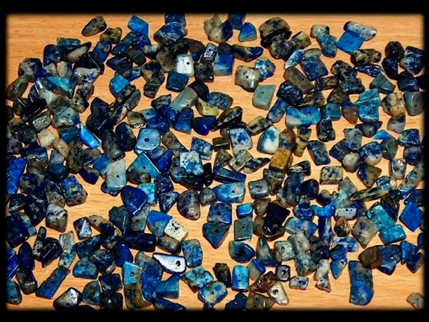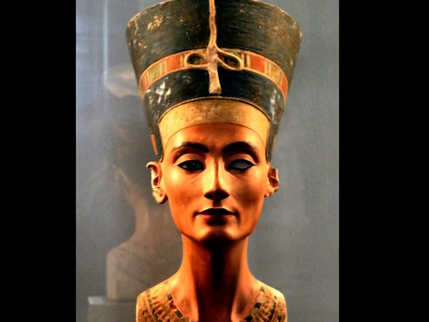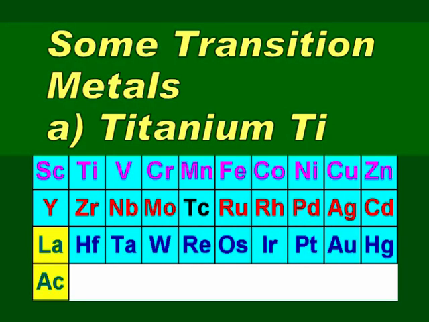Our ancestors were attracted to these pretty chemicals and used them as paints, makeup and jewellery, even though some were poisonous. Put a heading "Some Transition Metals" and include our first metal, titanium.